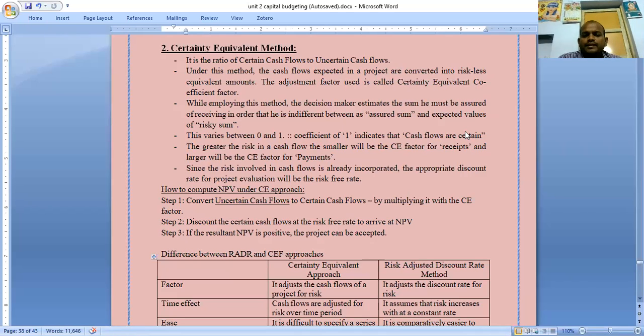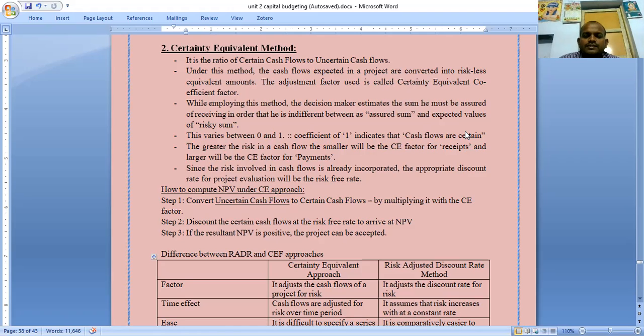Certainty equivalent method. This is one of the conventional techniques. It is the ratio of certain cash flows to uncertain cash flows. Under this method, the cash flows expected in a project are converted into a riskless equivalent amount. The adjustment factor used is called the certainty equivalent coefficient factor.